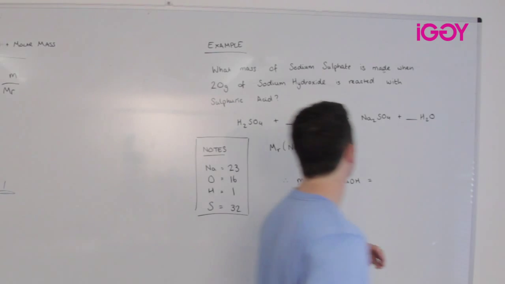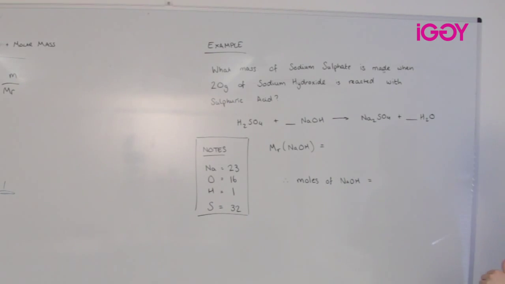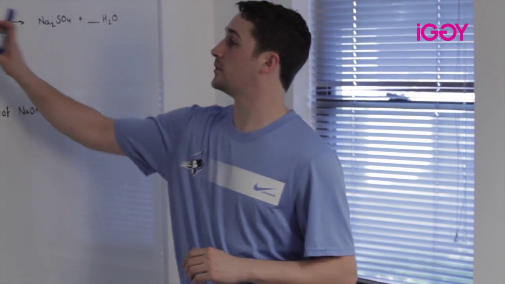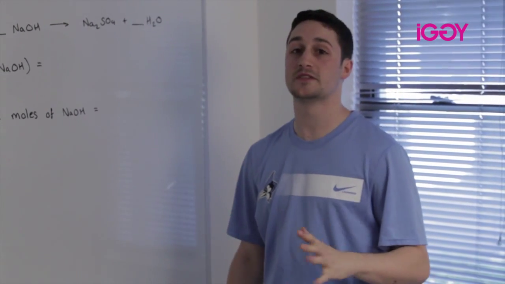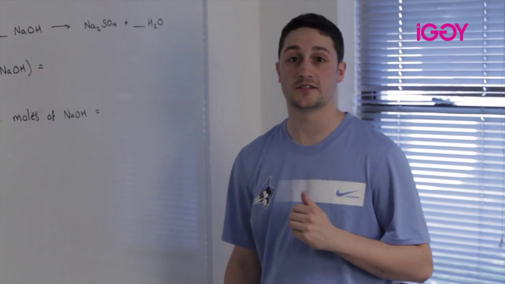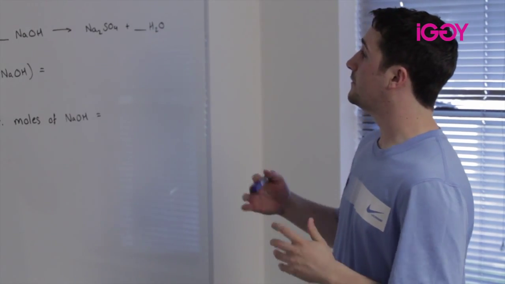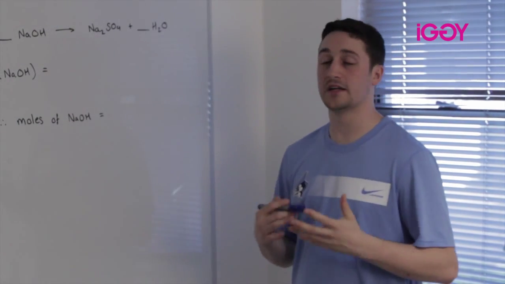Now onto an example that uses those three things. Here we have an example that I took straight out of, I believe, an AQA exam paper, but it crops up in all other exam boards. What mass of sodium sulfate is made when 20 grams of sodium hydroxide is reacted with sulfuric acid? First of all, we have an equation that we need to balance. Balancing an equation is a very important skill, and more than likely you'll be asked to do it in your exam. So first we need to check what things we've got and balance it up.